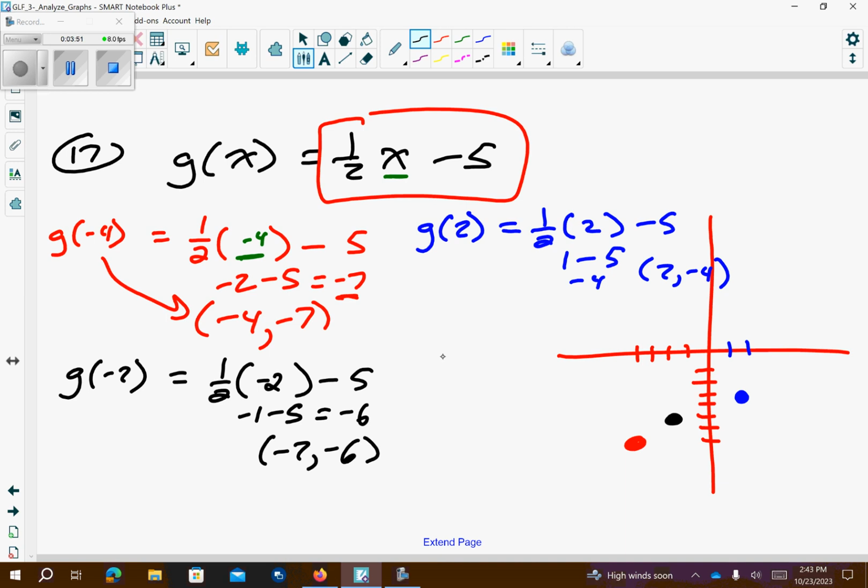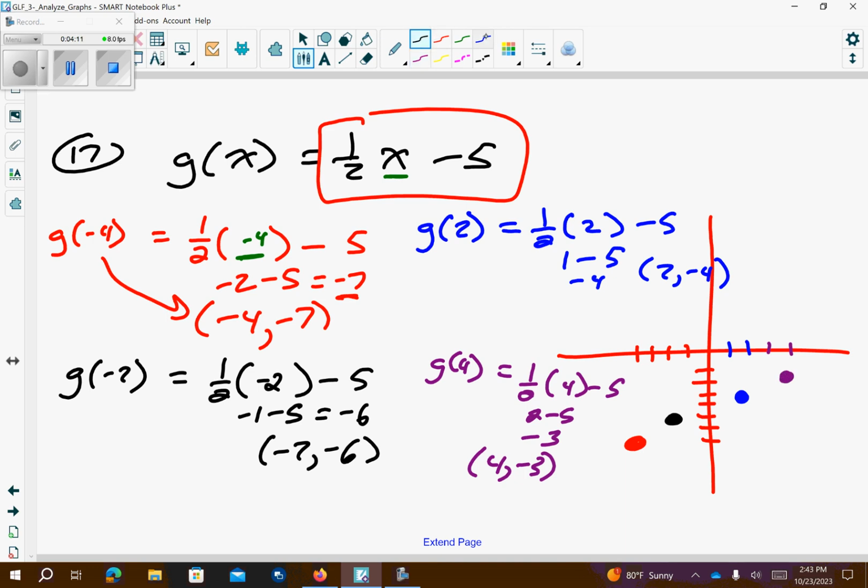Then I'm going to plug in g of 4. So I get half times 4 minus 5. Half of 4 is 2. 2 minus 5 is -3. So let's make our point. 4 comma -3. So 4, -3 is right down here.